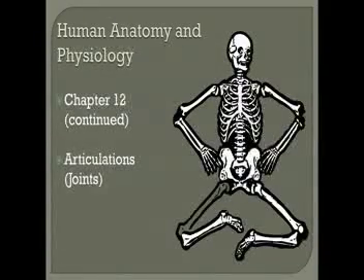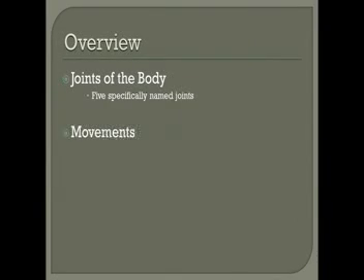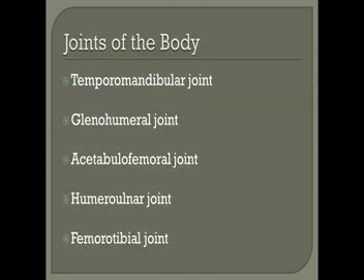Welcome back to Anatomy and Physiology, Chapter 12. This is the Articulations chapter continued. In this lecture, we're going to be discussing specific joints of the body that were named in your lab manual, as well as movements about specific joints, and how to describe these movements.